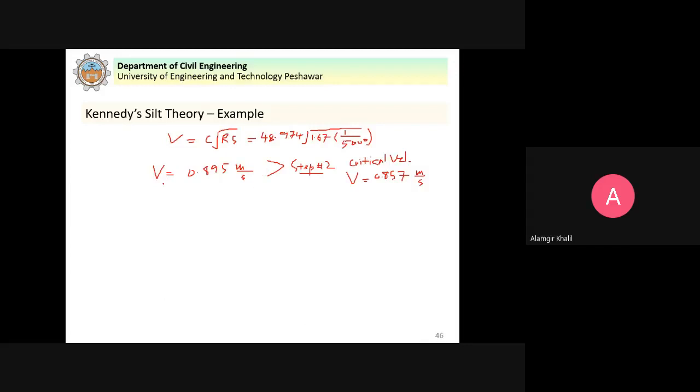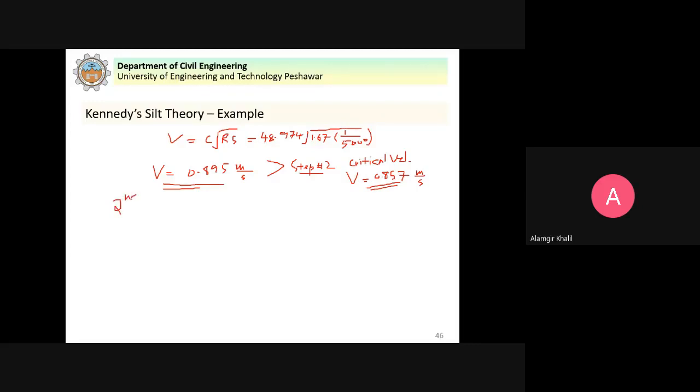You see that this actual mean velocity is greater than the critical velocity. So it means that this is not okay. Why? Because this velocity is greater than the critical velocity, so it means that this will cause scouring, erosion in the channel. So that's why the solution continues and we go for a second trial.